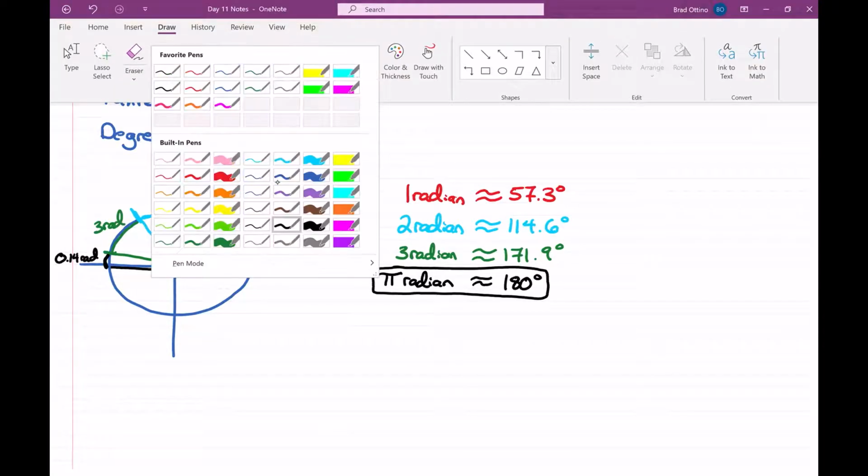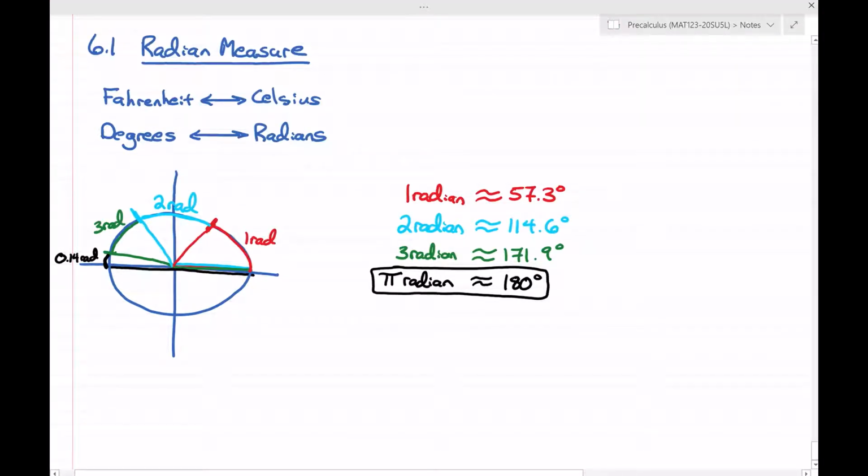So that's what a radian actually is. It's the degree measurement of 1 radius along the circumference of a circle.